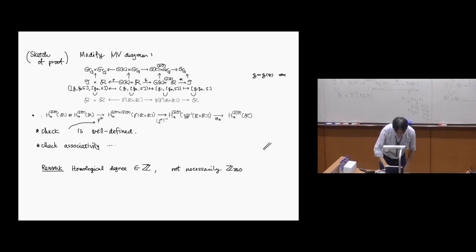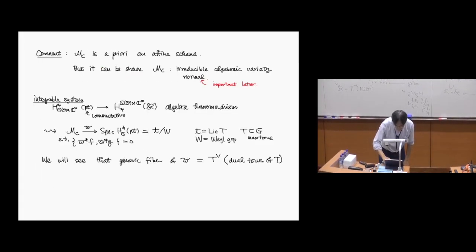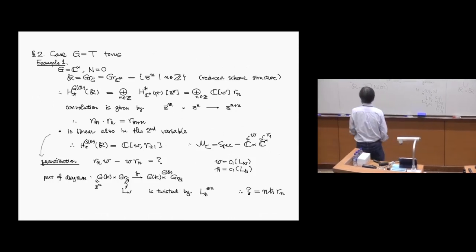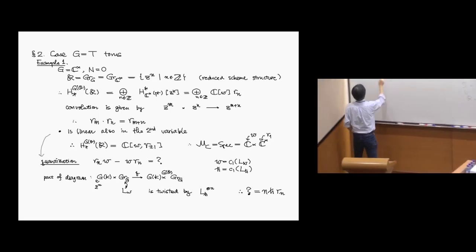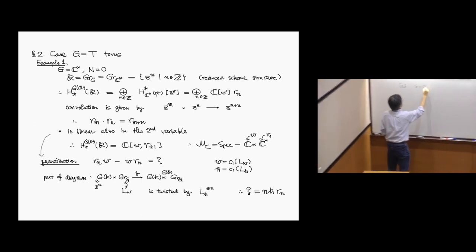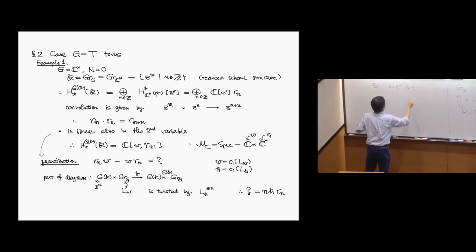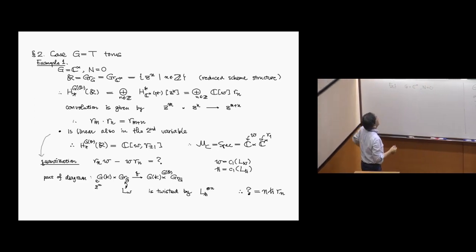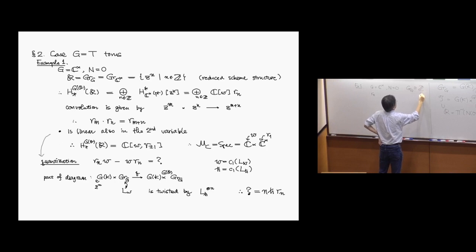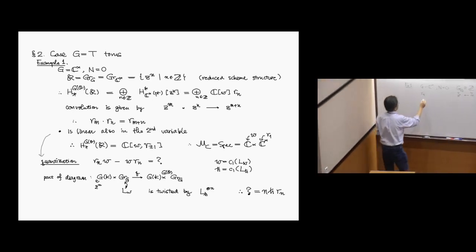Okay, then I think I need to explain one of the formulas which I didn't explain, this one. This was the first example, G equals C star, and N equals zero. For the affine Grassmannian, G is Z, corresponding to Z of N, and R_n is a fundamental class.